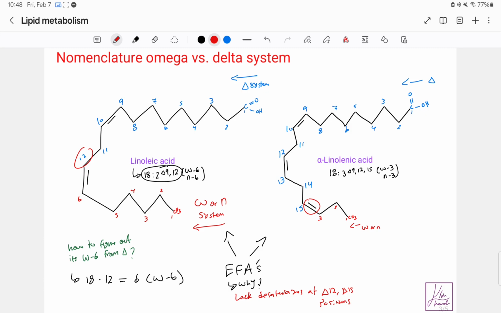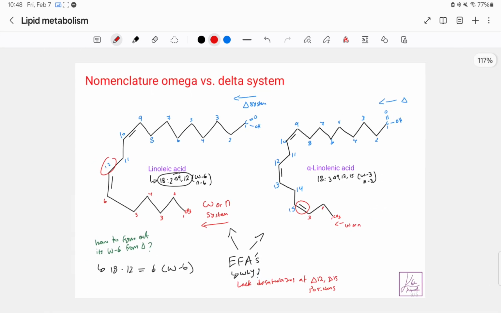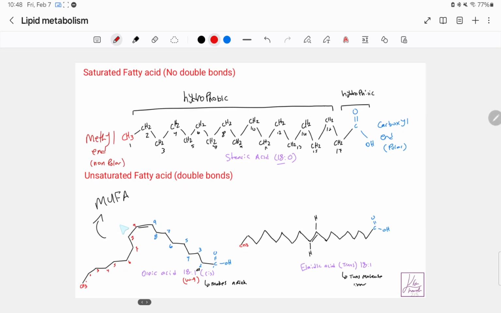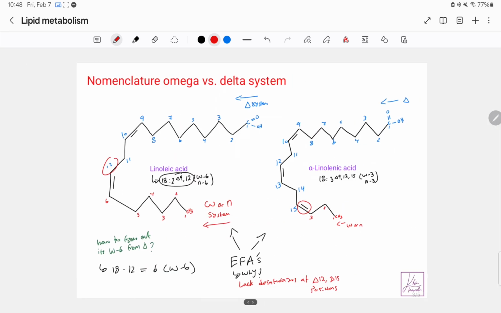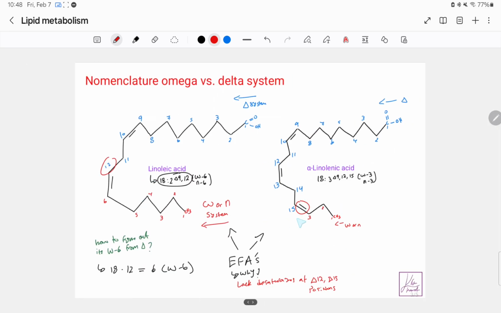All right. Another thing: remember last slide I mentioned this guy has one double bond, so he is called a monounsaturated fatty acid, a MUFA. Well, these guys have more than one. They have 1, 2, 3, and 1, 2. What do you call these guys? These are both called polyunsaturated fatty acids, PUFAs.